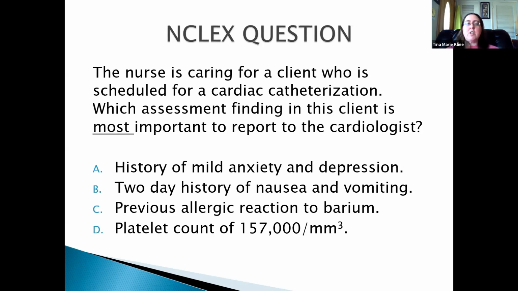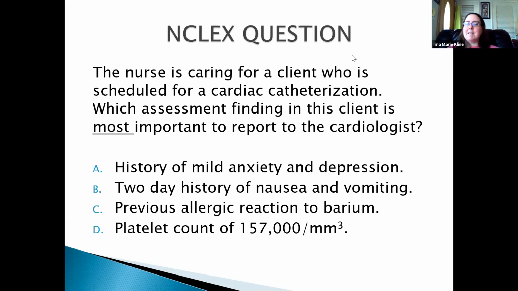Previous allergic reaction to barium. Does barium have anything to do with a cardiac cath? What is barium? What is that? Do you remember that from unit, what was that? Unit 4, I think it was.